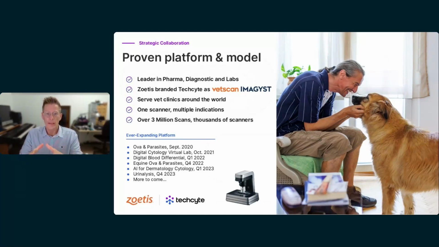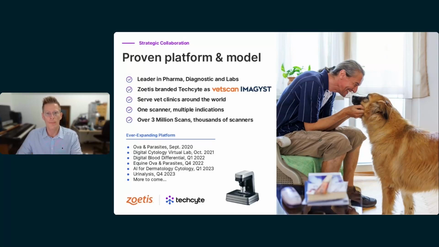Indeed, with one scanner located in the veterinarian's office, he could then do ova and parasite detection for companion animals plus equine, digital cytology, AI for dermatology, urinalysis, and we continue to work on more tests that can all be run within the veterinarian clinic on this, no back and forth times to get lab results. It all happens in 10 minutes. And we've sold thousands of scanners worldwide and have serviced over 3 million patients. And so that has enabled us to really prove the scalability of the platform as well as the viability of the tool itself.